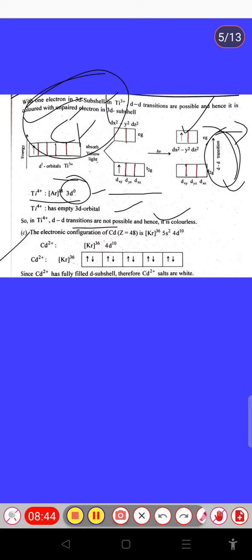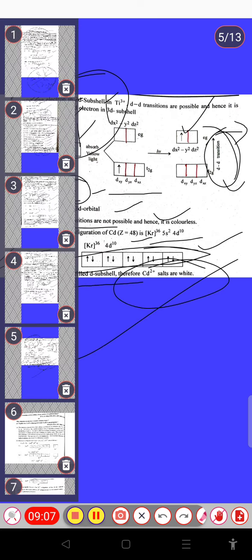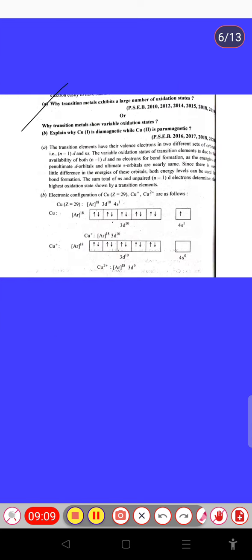Now next question, in the case of cadmium, the electronic configuration is 5s2 4d10, and cadmium 2+ is 4d10. In the orbital diagram, all the d orbitals are completely filled, no unpaired electron, no d-d transition, no color. Cadmium 2+ has a fully filled d subshell, therefore cadmium 2+ salts are white or colorless in nature. Now next questions are: why do transition metals exhibit a large number of oxidation states, or show variable oxidation states? And why is copper 1+ diamagnetic and copper 2+ paramagnetic in nature?